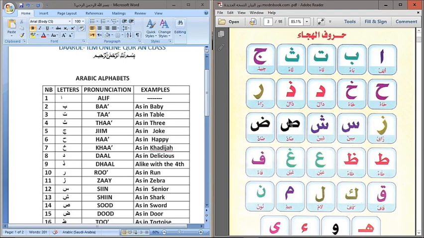And the eighth one, which is this, is pronounced dal, as in delicious, so the D sound. While the ninth one, which is called dhal.